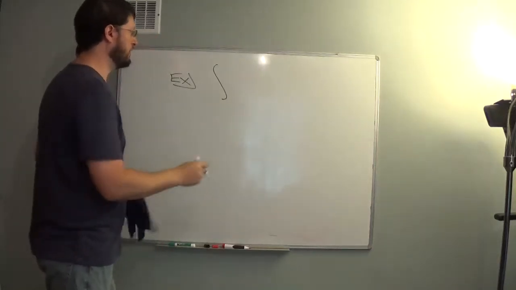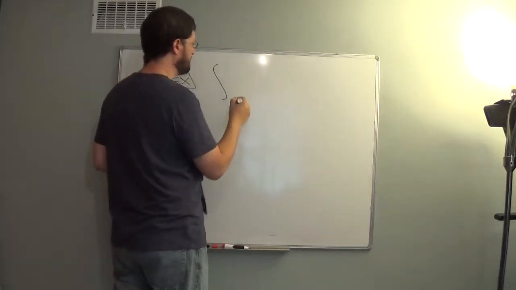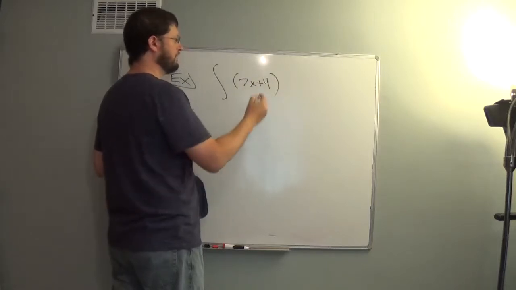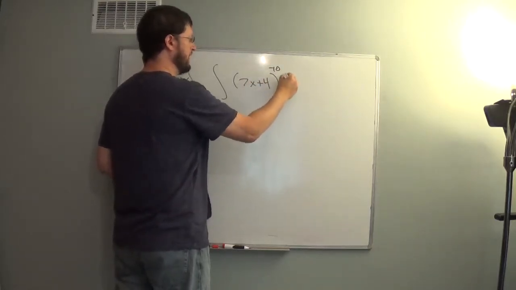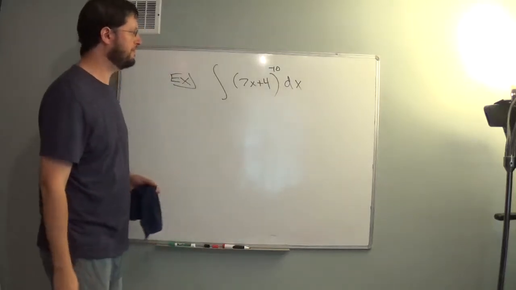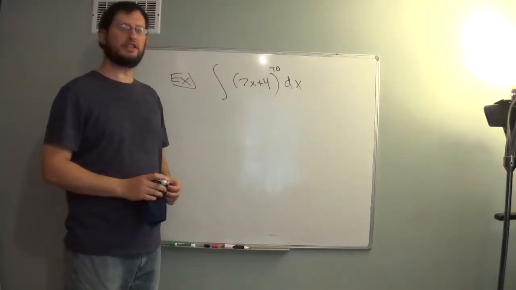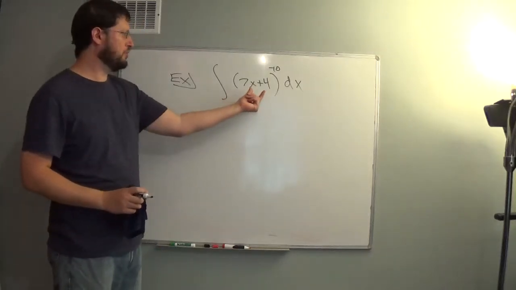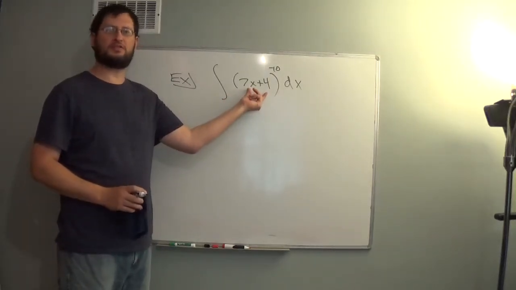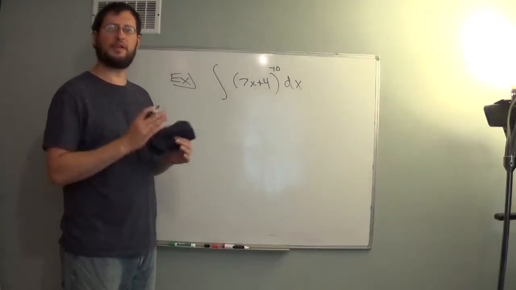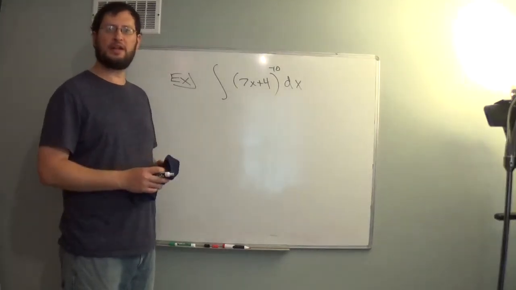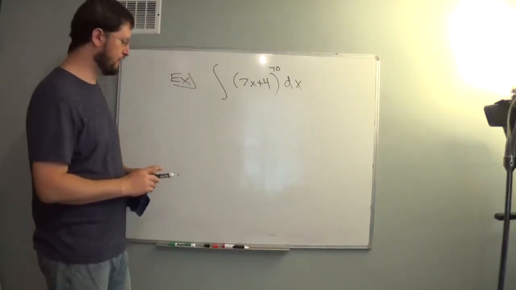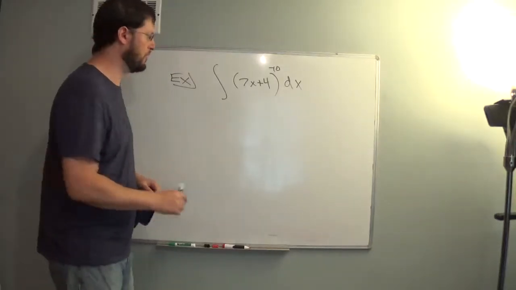All right. So let's start with one like this. The antiderivative of (7x plus 4) to the negative 10 dx. We would like to use a U substitution to solve this. What I'm going to do is let U be what's inside the parentheses. Remember that we're generally looking at parentheses, exponents, denominators. Those don't always work, but that should be your first try if a U substitution is going to work.